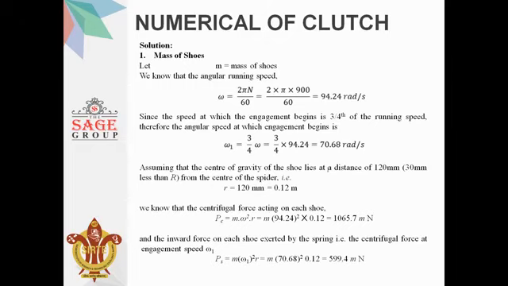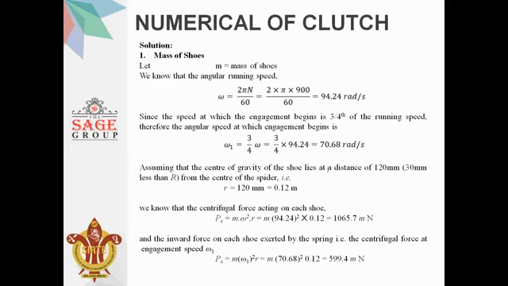Okay, now assuming that the center of gravity of the shoe lies at a distance of 120 mm, this is 30 mm less than capital R from the center of the spider. We have generally taken the center of gravity somewhere in between, so we have taken it as 30 mm less than mean radius R. So small r is equal to 120 mm or 0.12 meter.